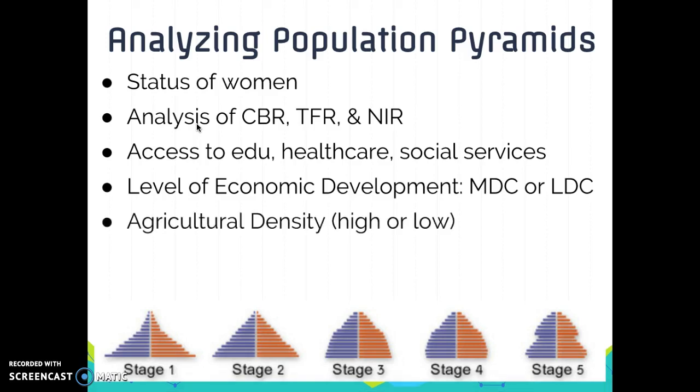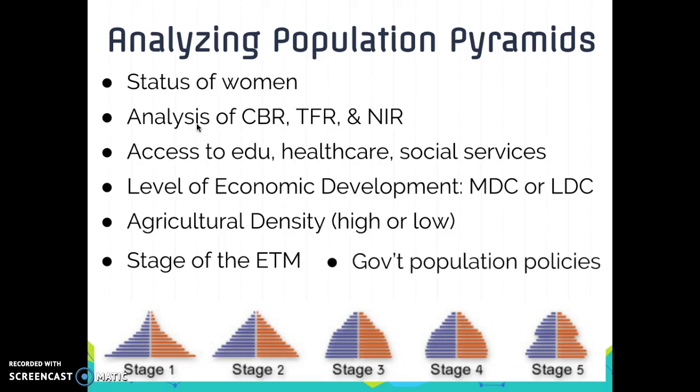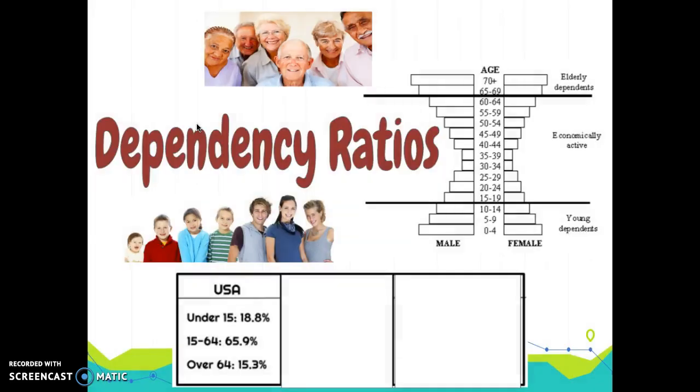We'll be able to also generally infer if this country has a high or low agricultural density, and we can think about the stage of the epidemiological transition model. So how are people generally dying? And then lastly, we'll be able to infer what kind of population policies governments are making, either pro-natalist, encouraging births, or anti-natalist, discouraging births, to control their population.